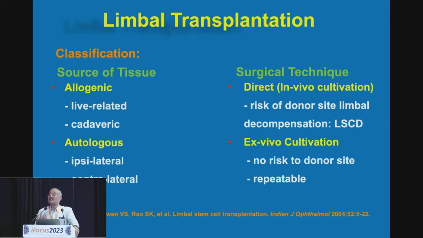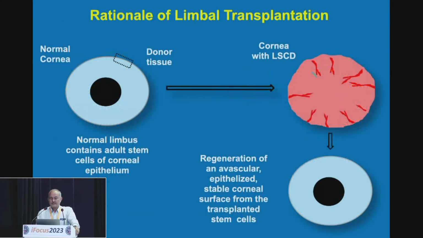Or you do an ex vivo cultivation. Ex vivo cultivation means you take a tissue, take biopsy, send it to the lab, culture, and then transplant. And now we have another technique called simple limbal epithelial transplantation, wherein we grow the cells on the surface of the eye using the cornea or the eye as a petri dish. So this is the rationale.